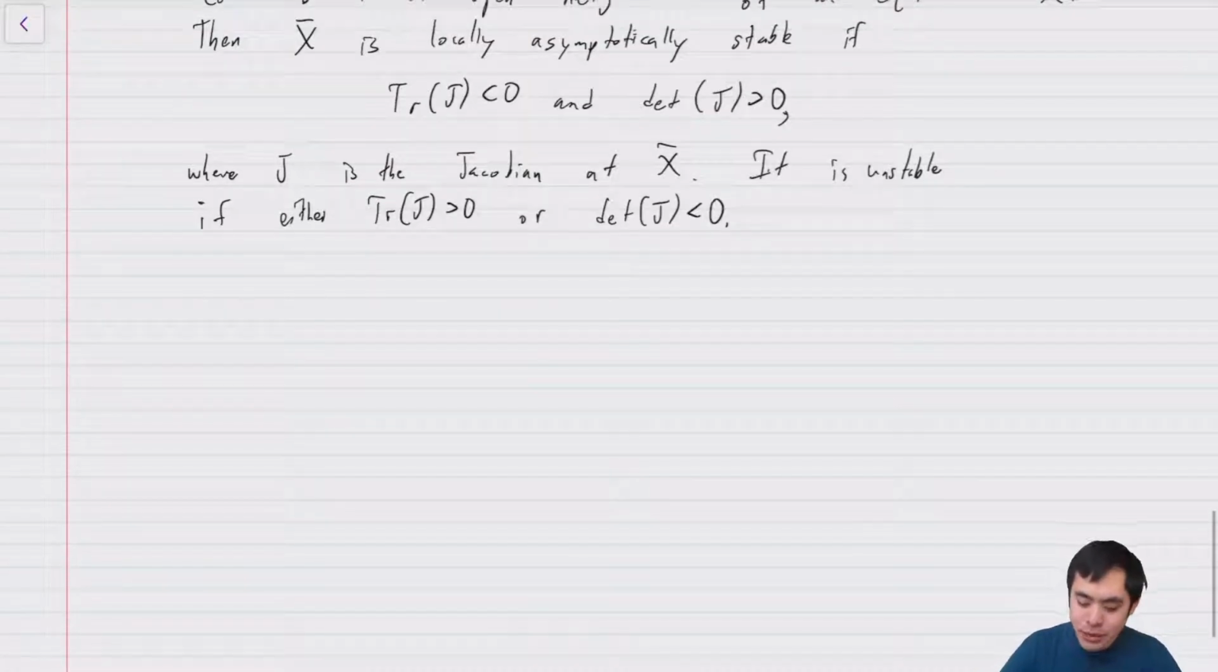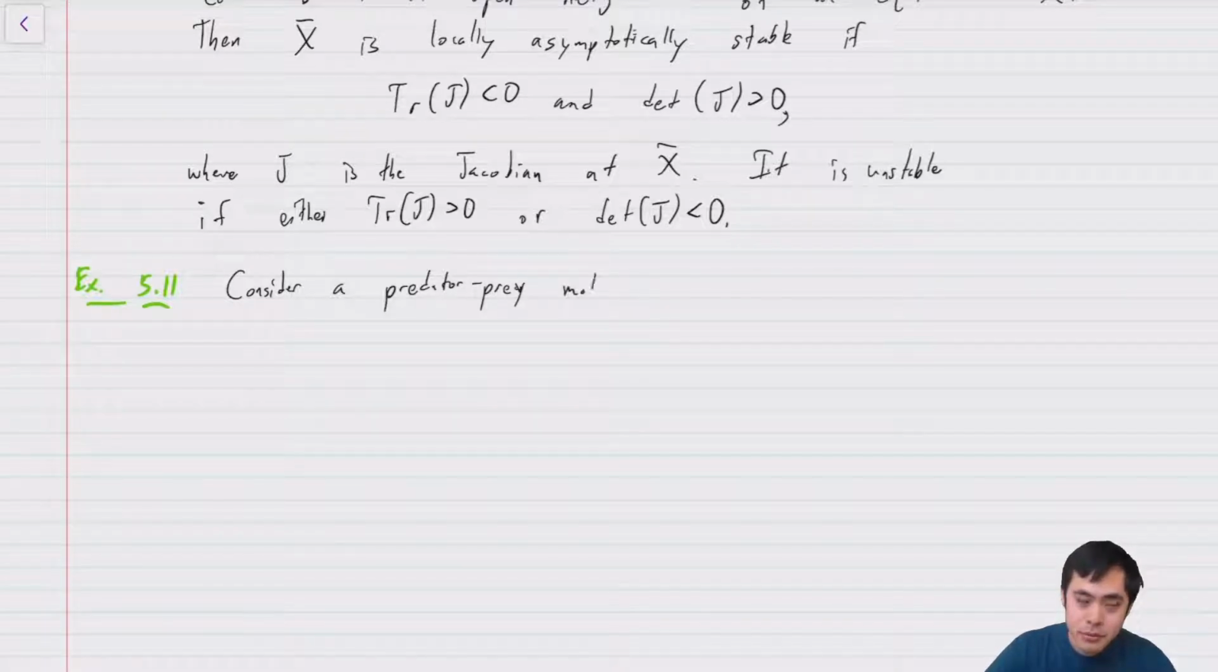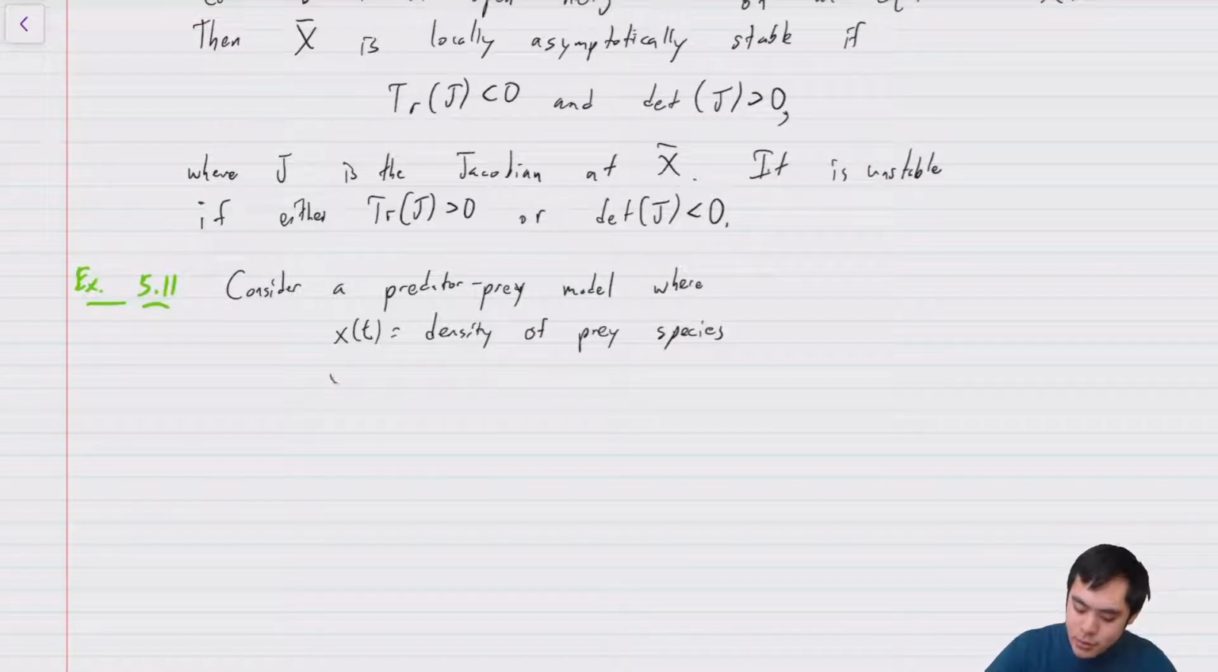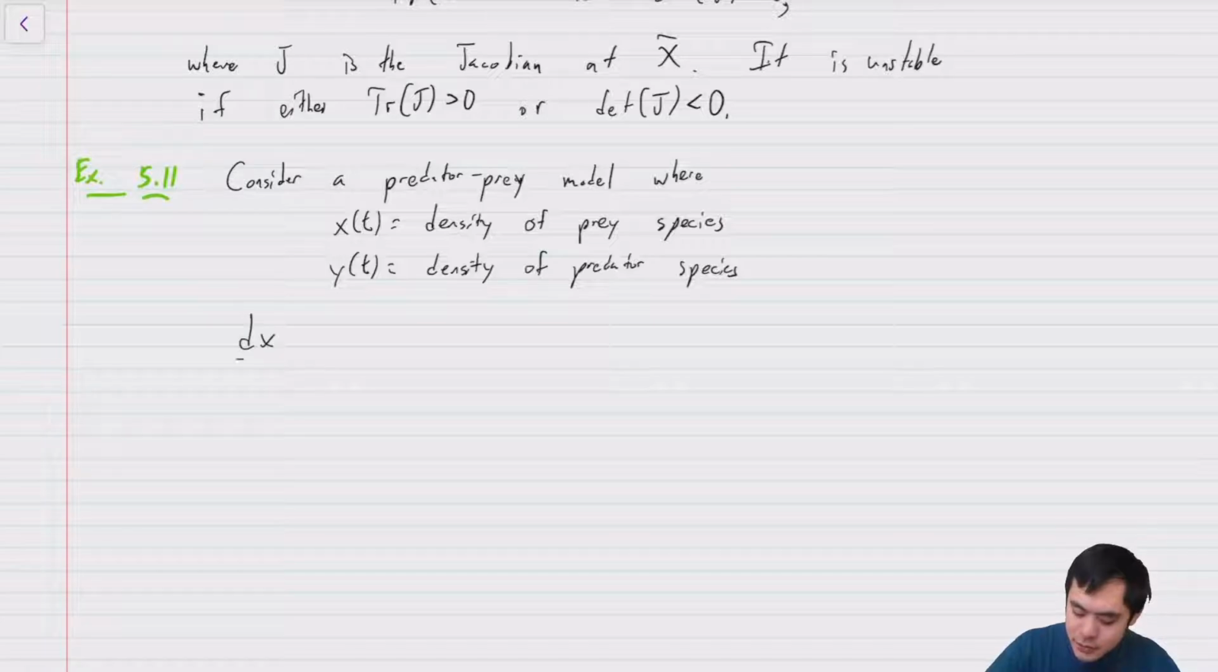Let's give an example now, since we've covered a lot of theory. So this is example 5.11 in the book. It's going to be a predator-prey model. We talked about this a little bit in the difference equation section for discrete systems, but now we're going to talk about a continuous predator-prey model where x of t is the density of the prey species, and y of t is the density of the predator species. And we're going to assume that this has the following form.